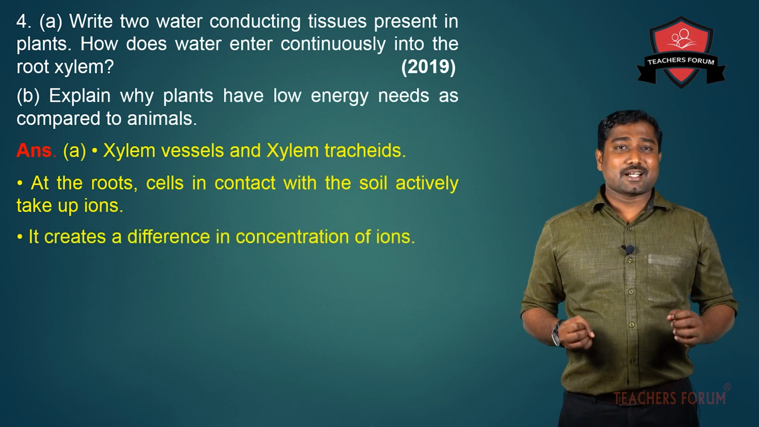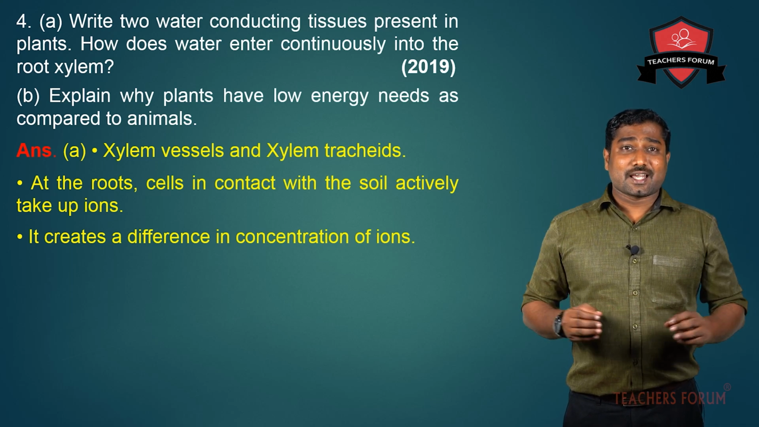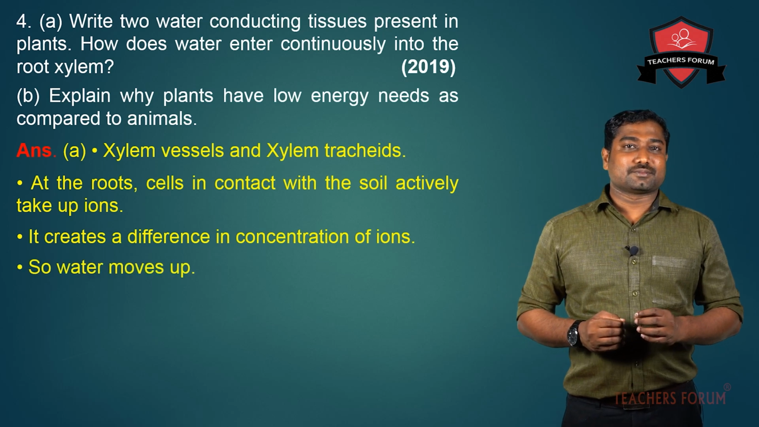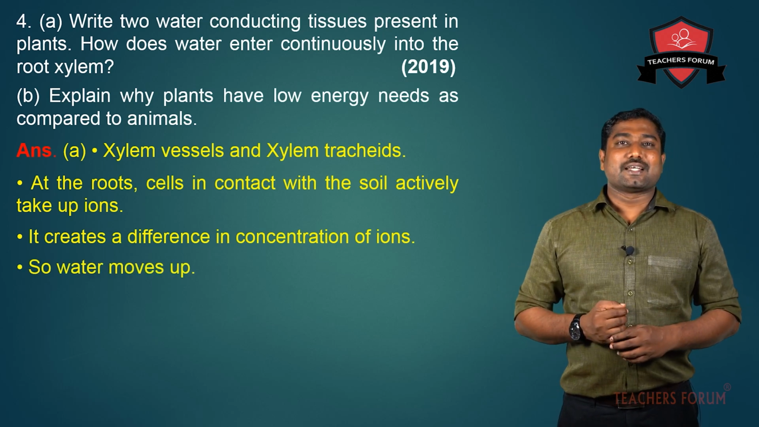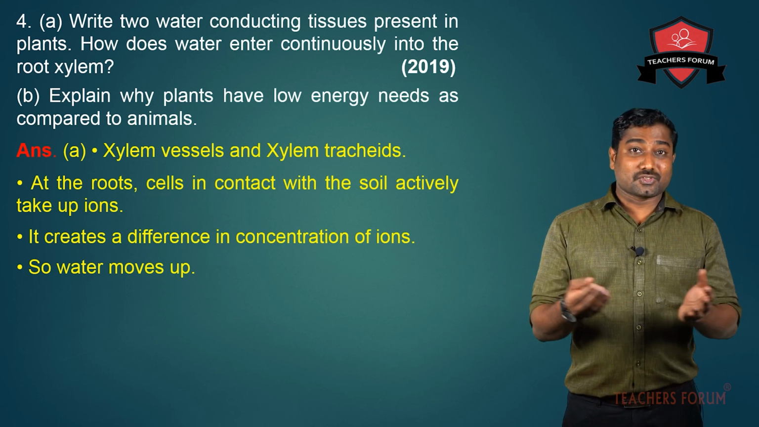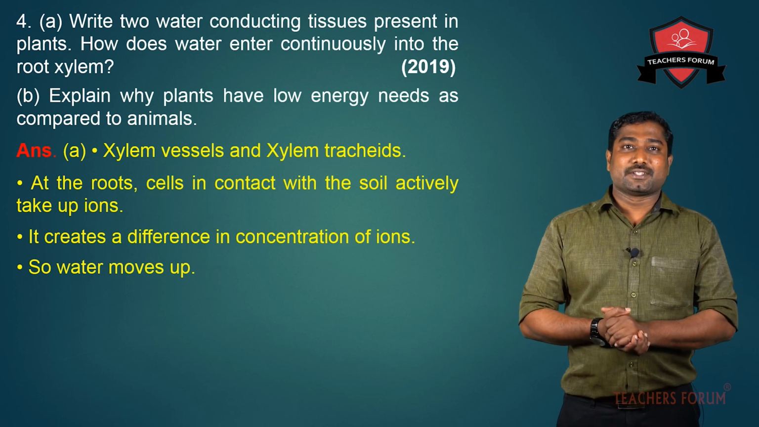thereby creating higher pressure in the root cells, and the water now will be elevated up by the process of osmosis, thereby creating a continuous column of water. This process is also known as the ascent of sap.